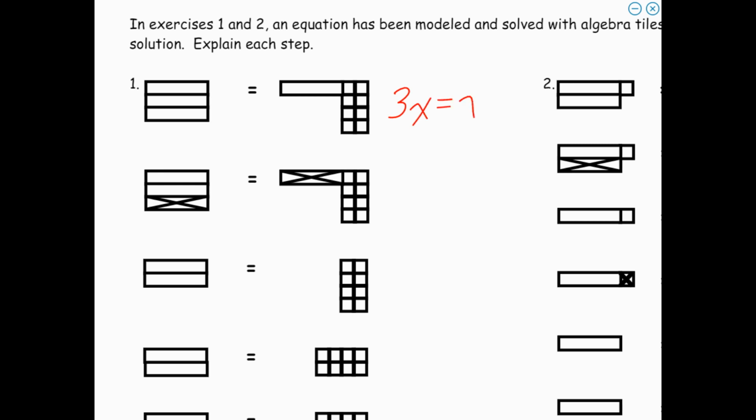Bro, you literally copied my answer. You literally wrote it down on my paper. Okay. You could have given it like.